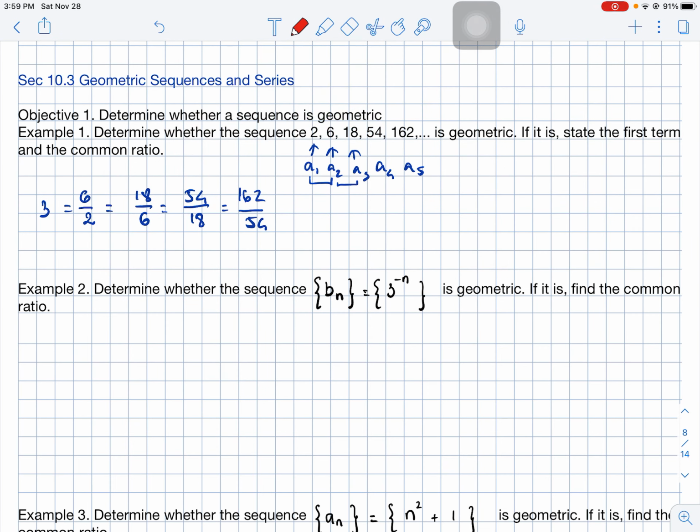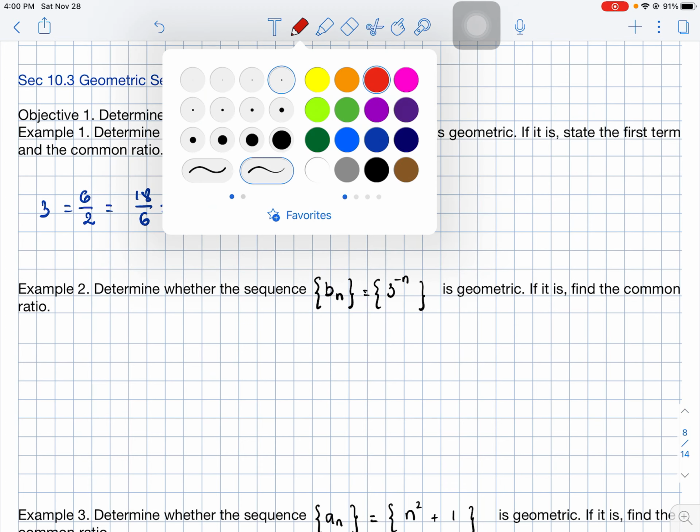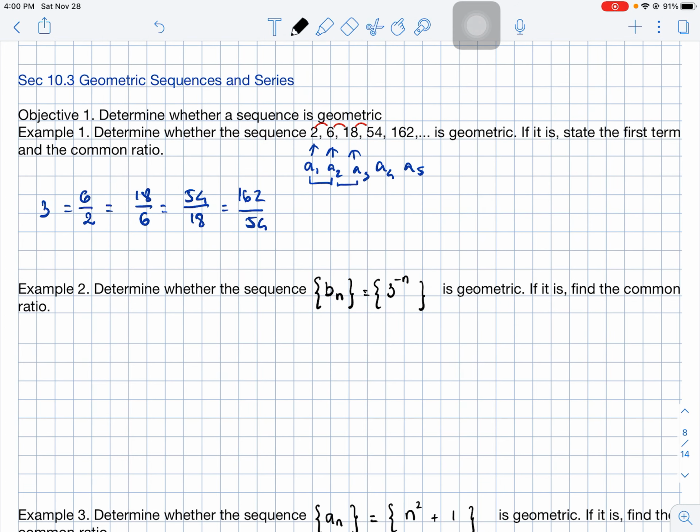The other way that we can see it is that from 2 going to 6, from 6 going to 18, from 18 going to 54, we multiply by 3. And how do we find the number 3? We divide. So 3 is called the common ratio, and the notation for the common ratio is r. The first term, a1, is 2.